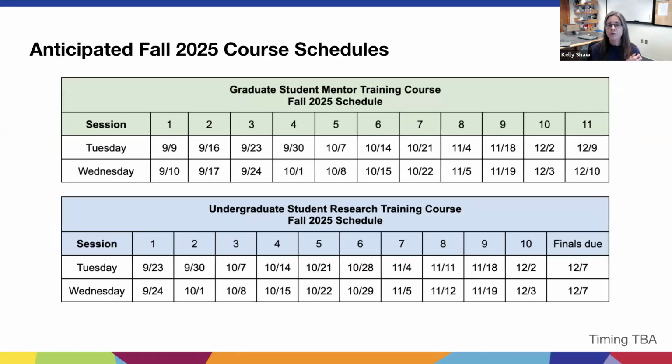Here is our anticipated fall schedule as well. So for the grad students starting in early September and the undergraduates in later September, both finishing in December. For the undergraduates, we're trying to figure out how to meet both quarter and semester systems, which is why it's starting in late September.